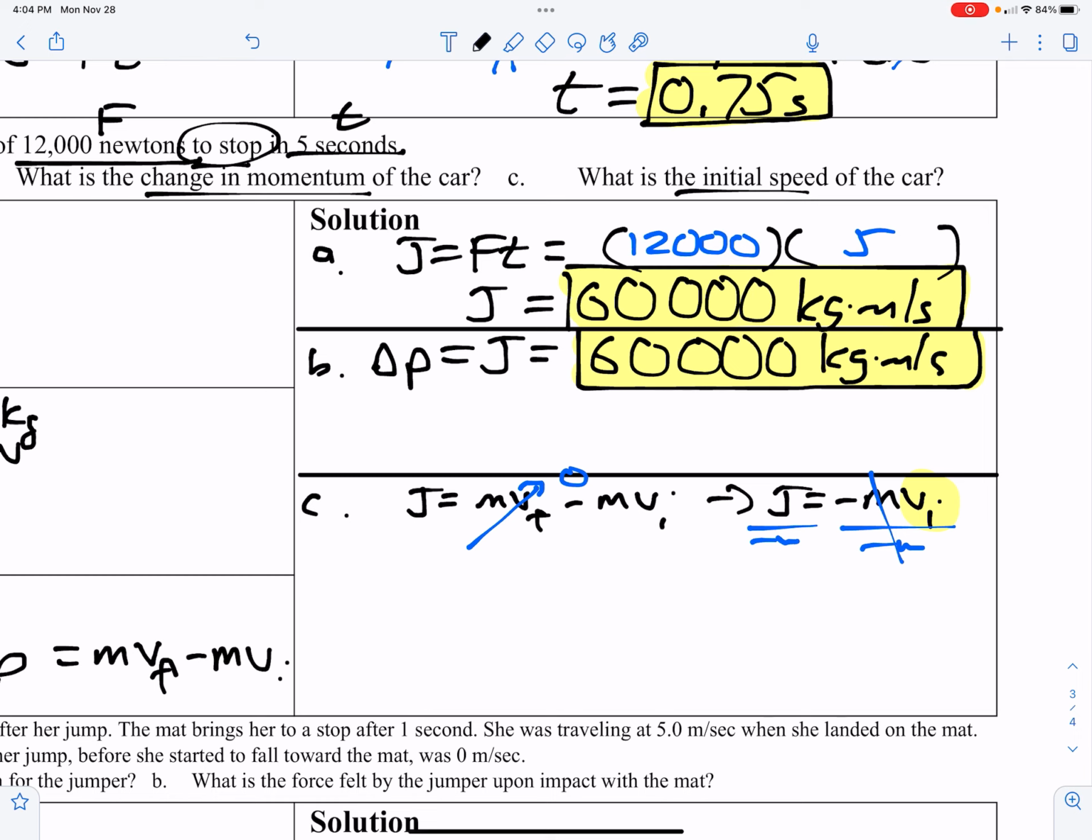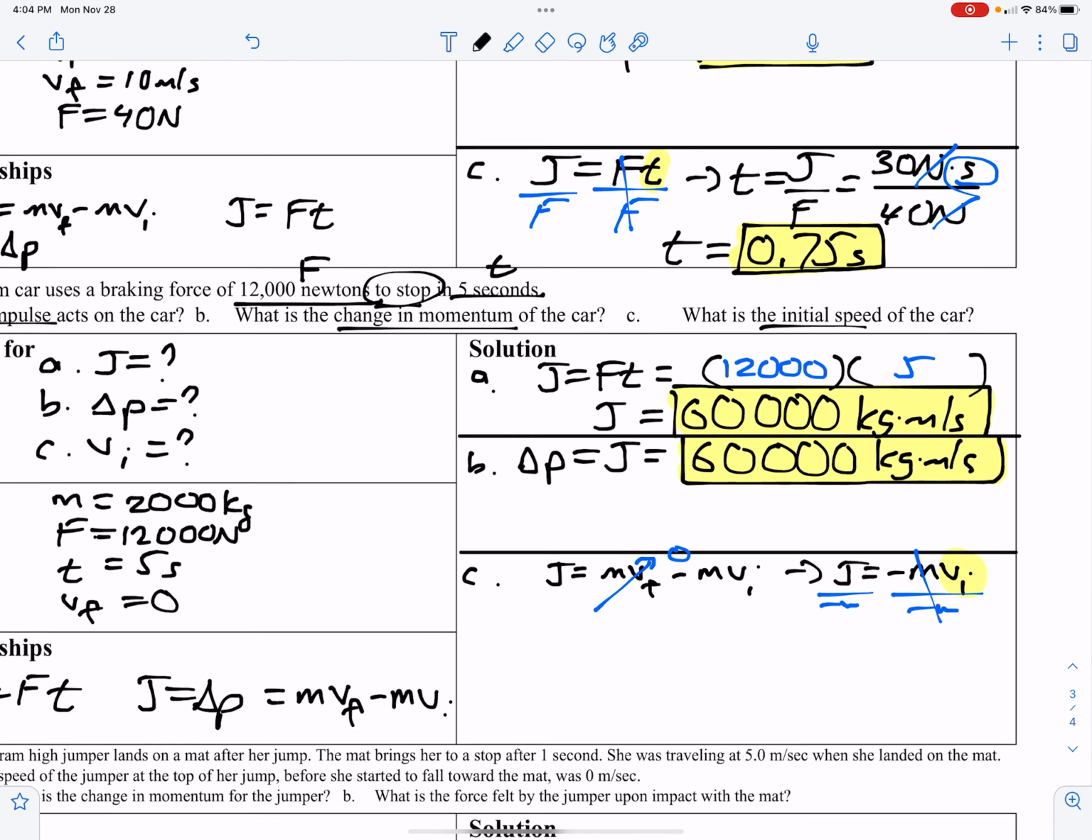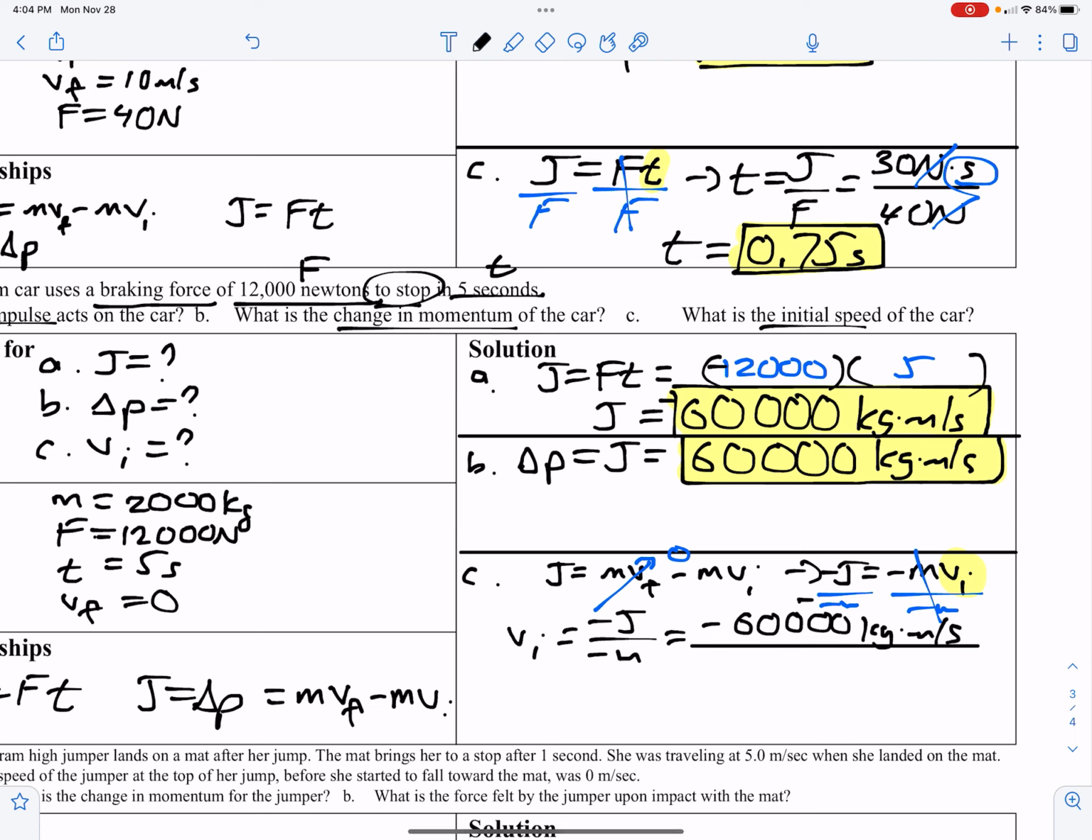Now a couple things I wanted to keep in mind here. The braking force, of course, would be friction. Friction is a negative force, which results in a negative impulse, meaning a negative change in momentum. You're reducing the momentum. So this is actually a negative J. So V initial is equal to our negative impulse divided by our negative mass, which end up canceling. So negative 60,000 kilogram meters per second over a mass of negative 2,000.